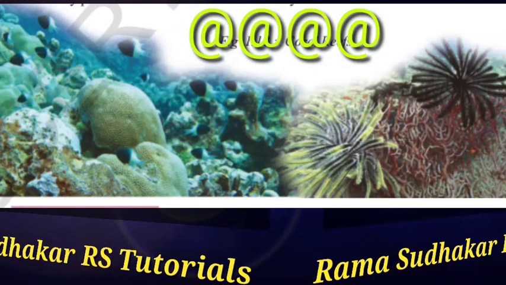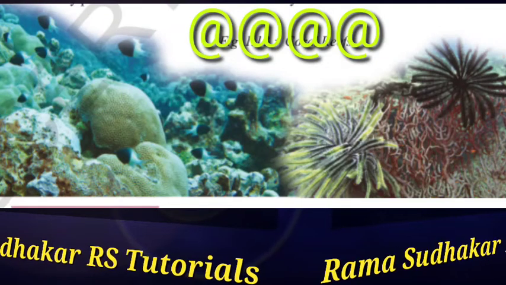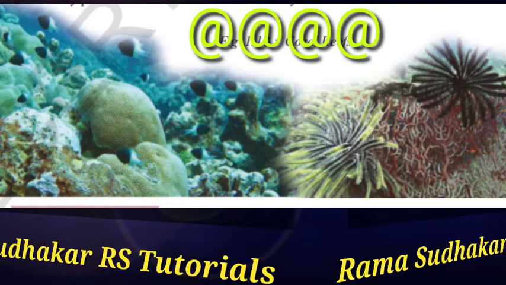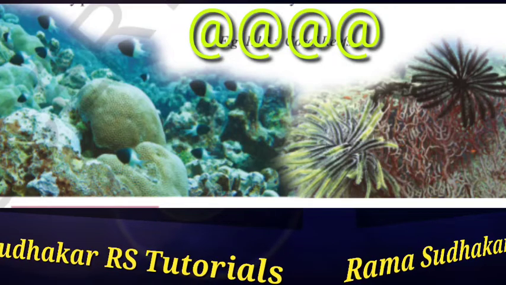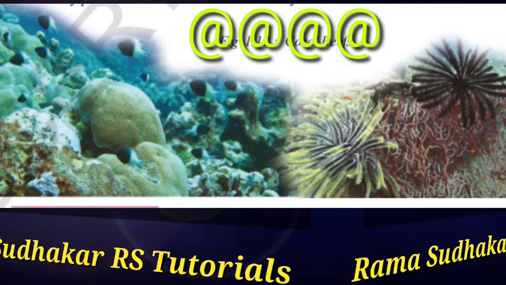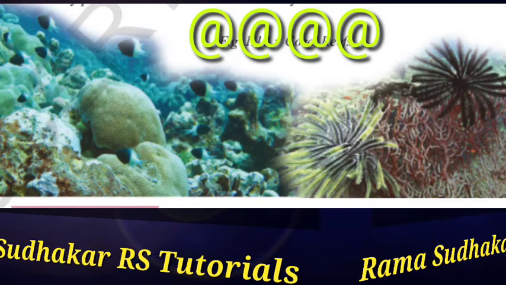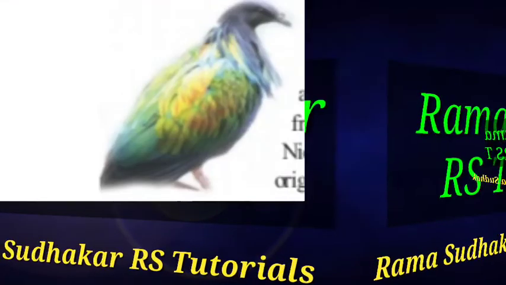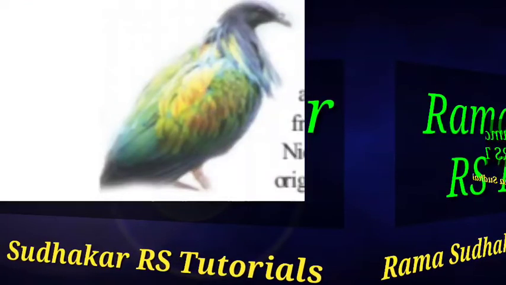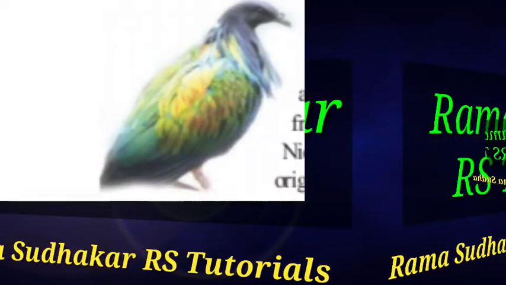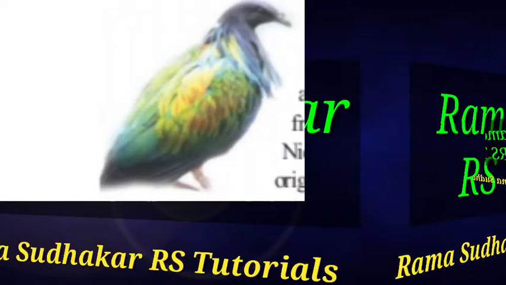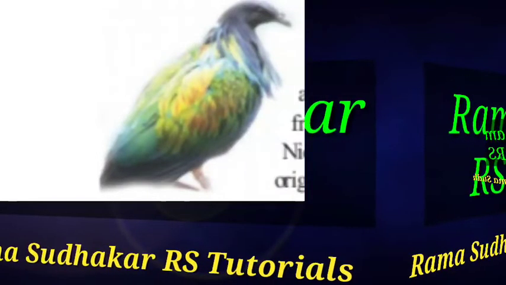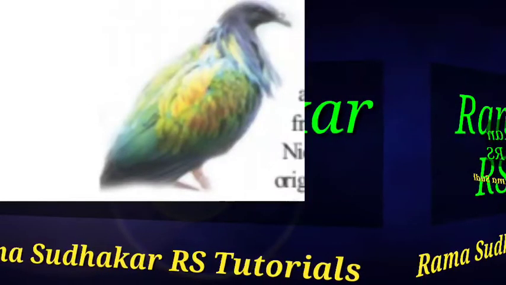Identify the picture. Option A, Sundarban mangrove forest. Option B, a village on Brahmaputra. Option C, coral reefs. Option D, typical vegetation of Himalayas. So the right answer is option C. Identify the picture. Option A, parrot. Option B, Nicobar pigeon. Option C, a peacock. Option D, an owl. So the right answer is option B.